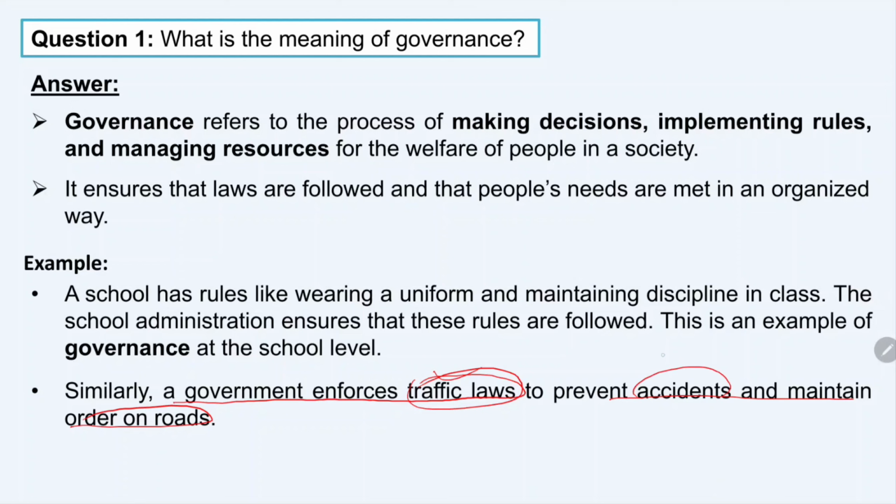Again, the government makes sure that these rules are implemented and followed properly. Otherwise, just by simply making rules and not checking whether they are followed or not, it is of no use, isn't it? For example, in your school there is a rule that wearing a uniform is necessary, but there are so many students going without uniform and the teachers and the school administration are not saying anything, then what's the use of that rule? So it is very necessary to properly ensure that the rules are being followed. This is the importance of rules. All right, I hope you have understood.